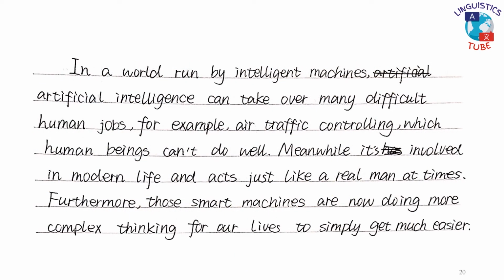In a world run by intelligent machines, artificial intelligence can take over many difficult human jobs. For example, air traffic controlling, which human beings can't do well. Meanwhile, it's involved in modern life and acts just like a real man at times. Furthermore, those smart machines are now doing more complex thinking for our lives to simply get much easier.